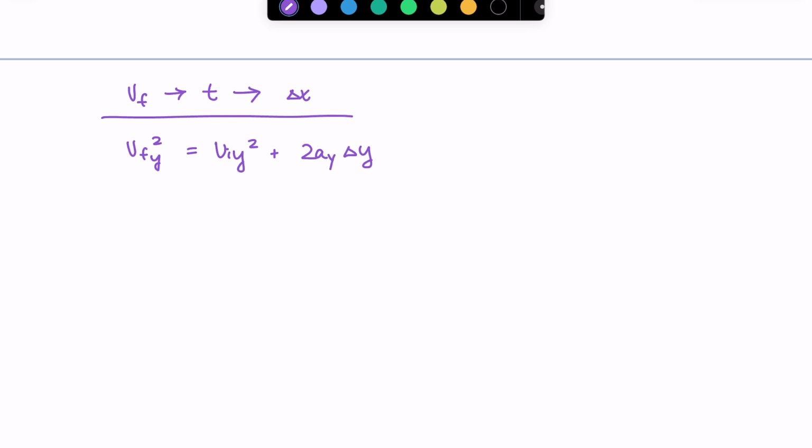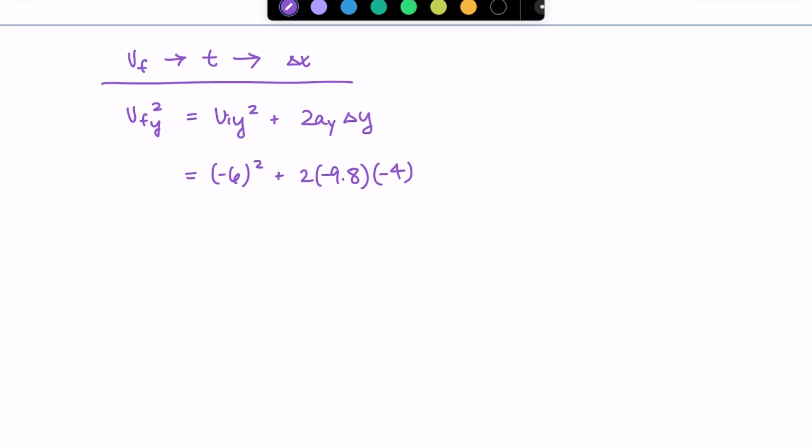All right, v final y is our unknown. V initial is going to be negative 6 plus 2 times negative 9.8. Delta y is negative 4. Again, that's a really easy spot to make a mistake. So make sure that you're always remembering that delta x, delta y, those are displacements. So they're vectors, which means if an object is going down, that has to be negative.